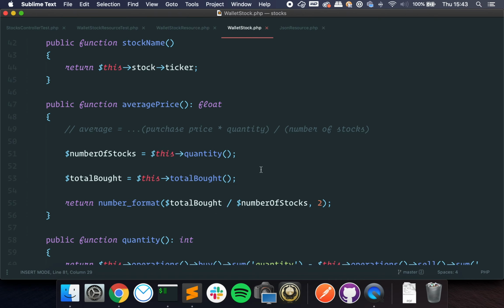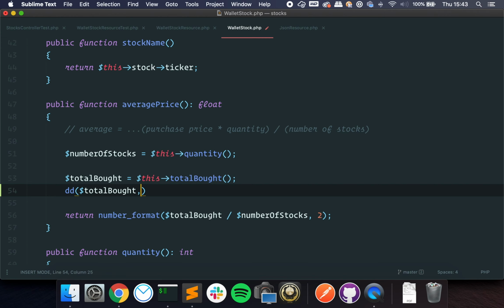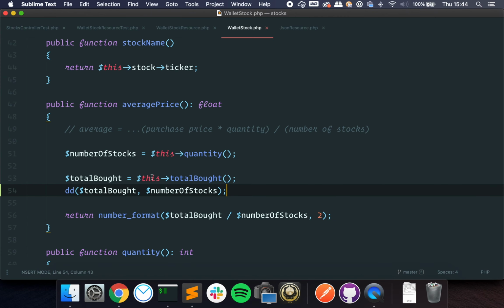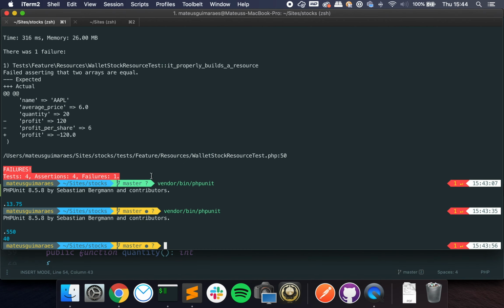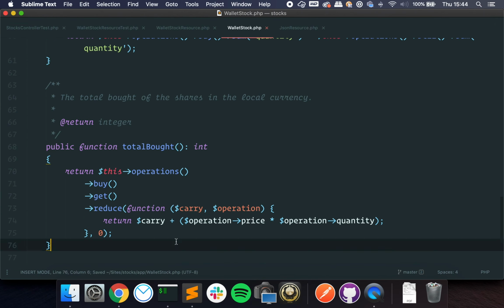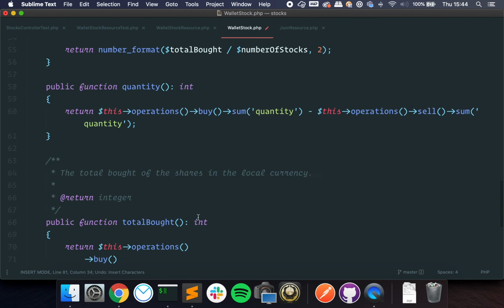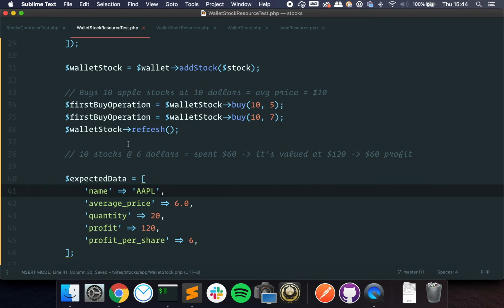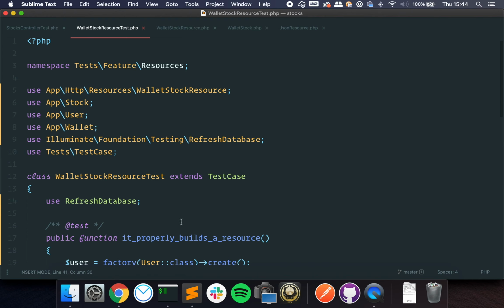Total bought. Number of stocks. Doesn't make sense. So 40 stocks. Oh shoot! We are actually dumping stuff from the wrong test, I would say. Okay, let's ignore everything that I've done. We want to run tests for this class only.